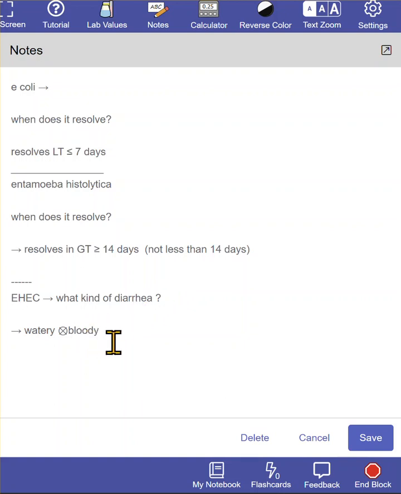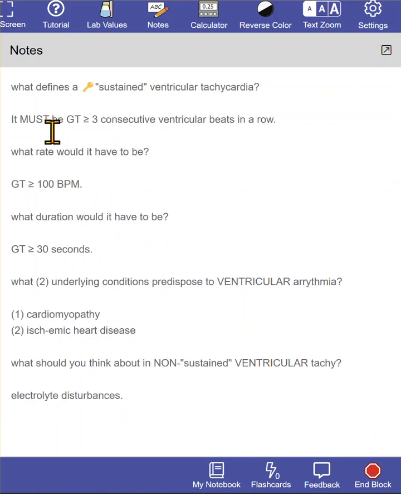So EHEC, what kind of diarrhea do you get? You get watery, non-bloody. That should be obvious because it's not invasive. If it doesn't invade, it doesn't cause blood. So what defines a quote-unquote sustained ventricular tachycardia? It must be greater than 3 consecutive ventricular beats in a row. So sustained by definition.